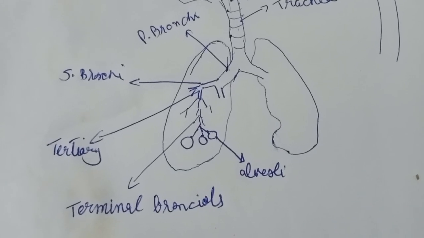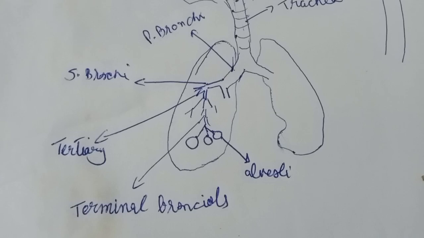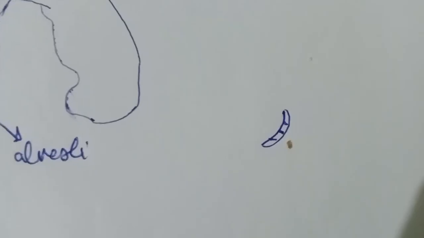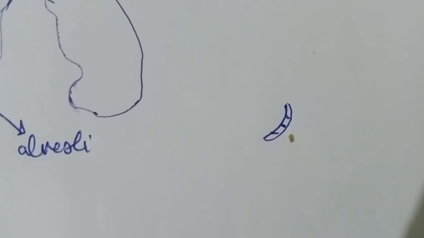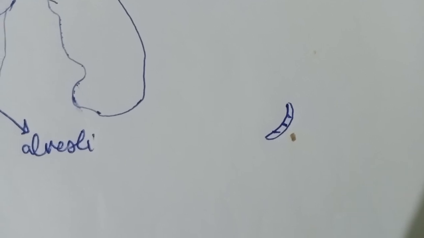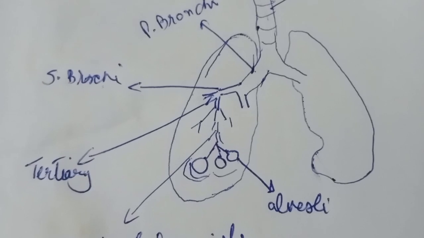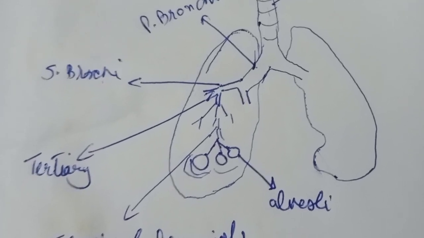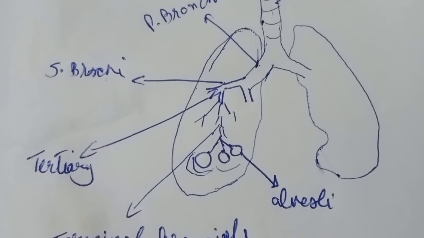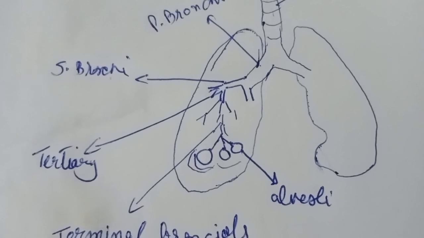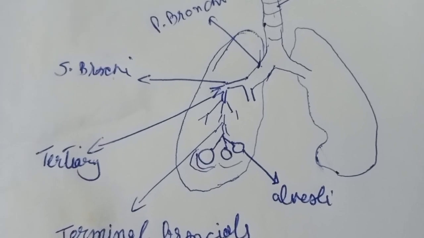The alveolus is a balloon-like structure in which gaseous exchange occurs. The walls of the alveoli have this kind of structure, which is called squamous epithelium. Alveoli have many groups of blood capillaries around them. So gaseous exchange occurs between the alveoli and the blood capillaries.